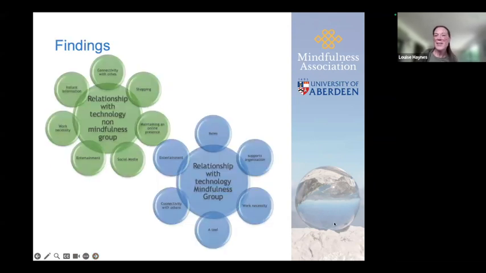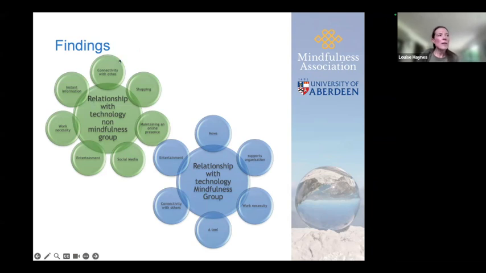Okay, so my findings. Here we have two circles, and this talks about the interaction with technology from both groups. The green is those who don't have a mindfulness practice, and the blue is those that do have a mindfulness practice.